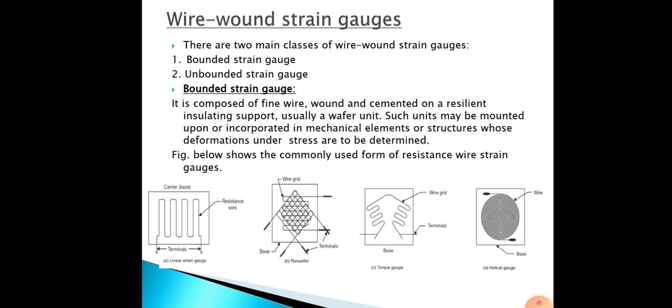The next one is the unbounded strain gauge. Here you can see in the diagram that M and N are attached by rods. M and N are respectively the two points between which the displacement is to be measured.